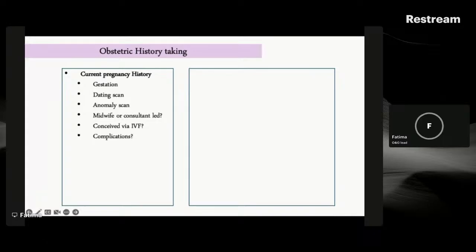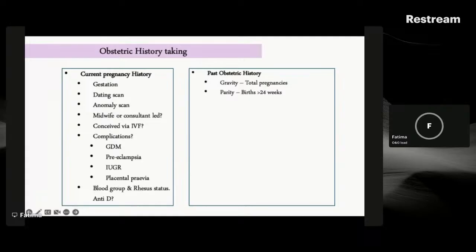Any complications that have happened so far. For example, have they been diagnosed with gestational diabetes or preeclampsia, intrauterine growth restriction, or placenta previa? Has any of this come up in the booking visit tests? And then you're asking also about the blood group and the rhesus status. Important to note, has this woman been given anti-D if she's rhesus negative?